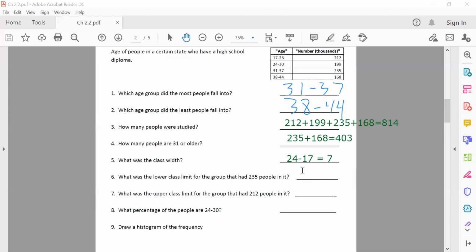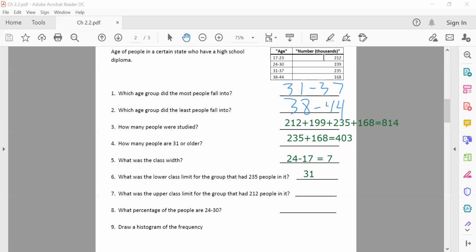What was the lower class limit for the group that had 235 people in it? Here's the group with 235, really 235,000 people in it. The lower class limit is 31 for that group. What is the upper class limit for the group that had 212 people in it?